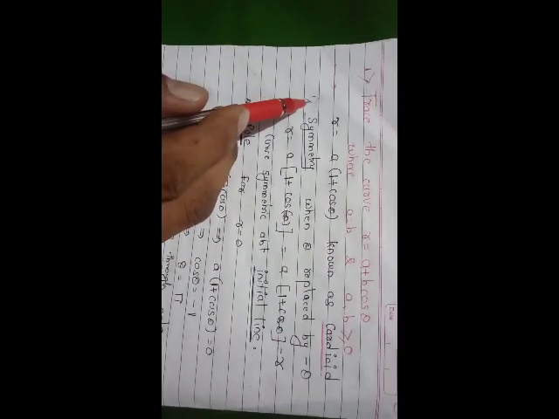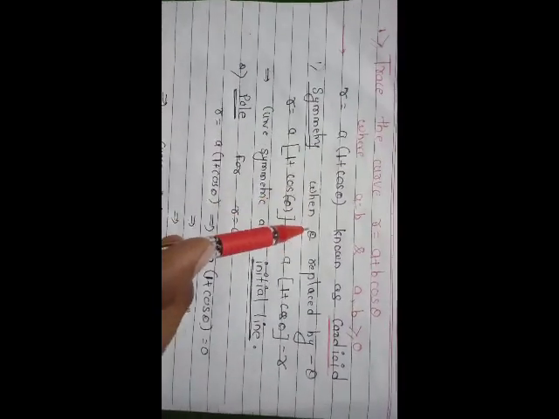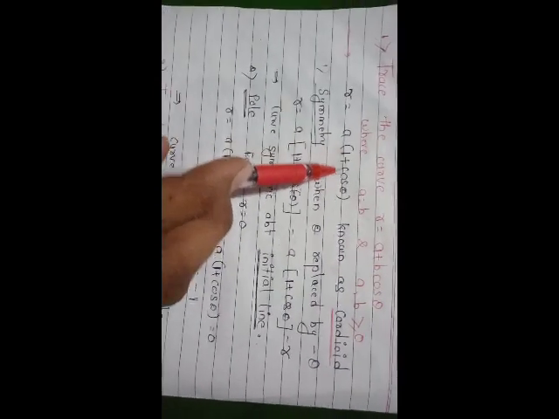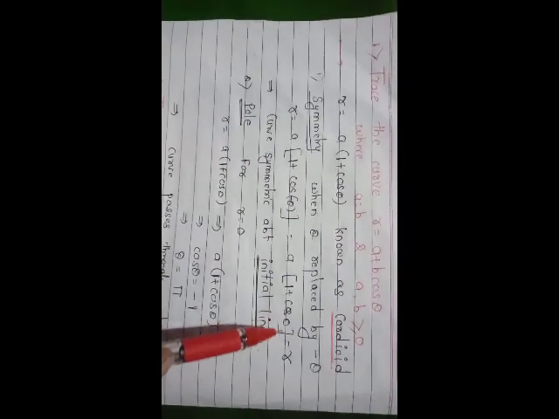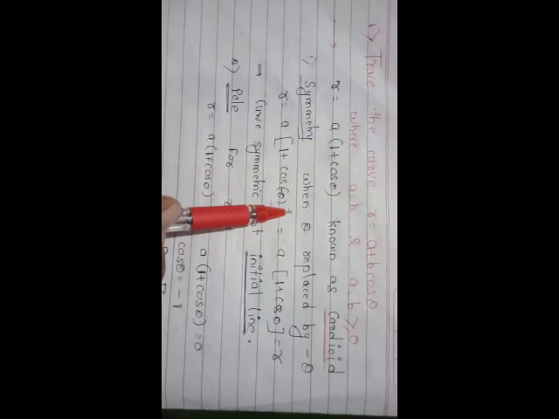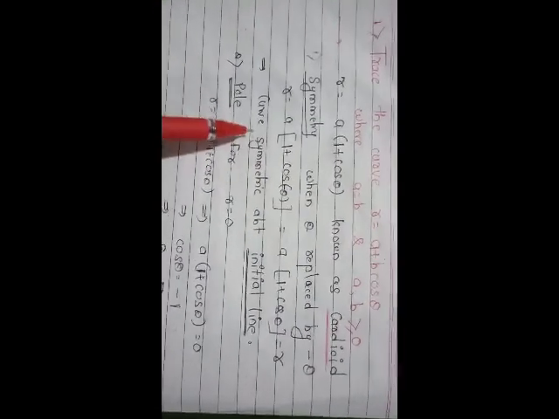So we'll start with the first point, that is symmetry. When we replace theta by minus theta, we have r equal to a(1 plus cos of minus theta). Cos of minus theta is equal to cos theta only, so again we'll get the r only. So if we replace theta by minus theta, the equation of curve remains unchanged. Therefore the curve is symmetric about the initial line.